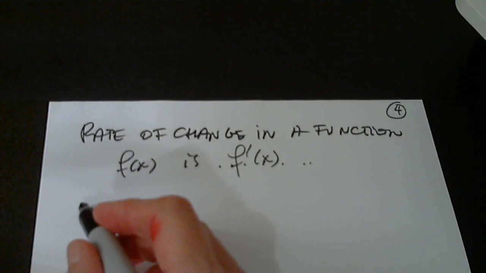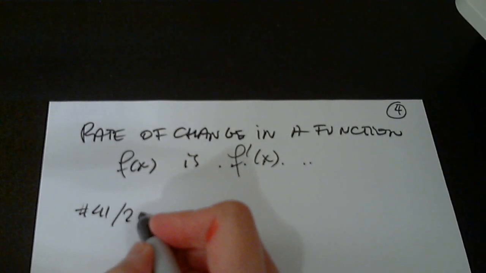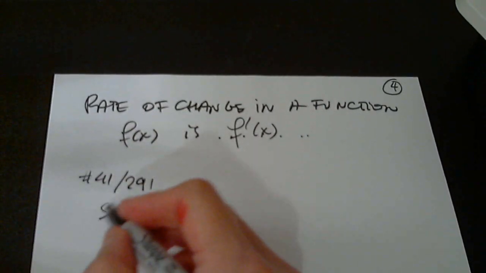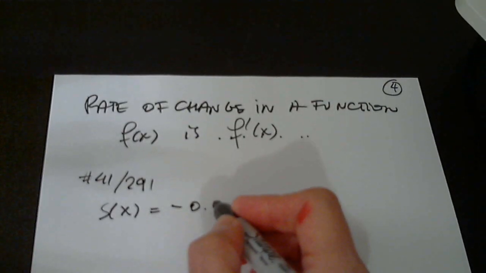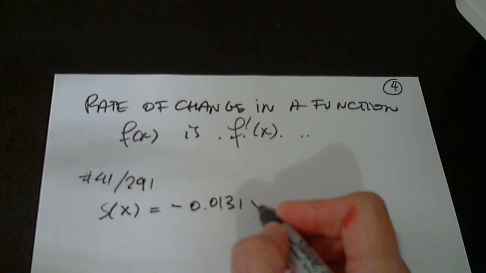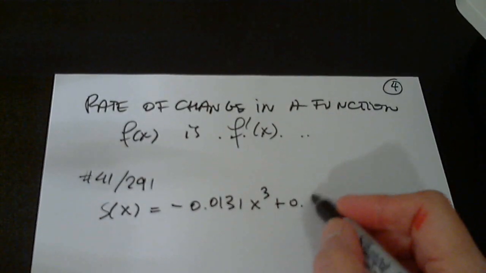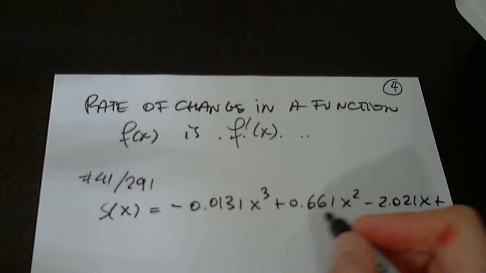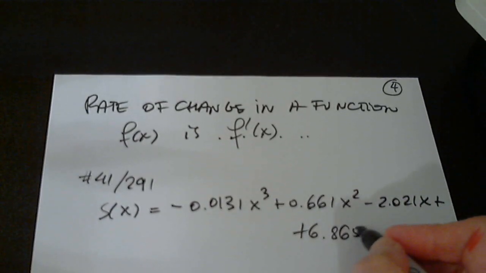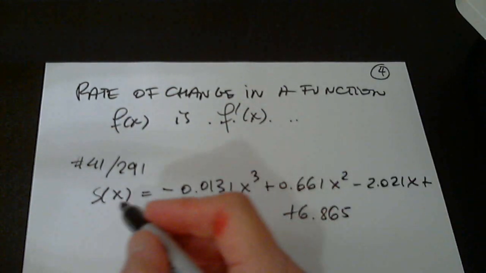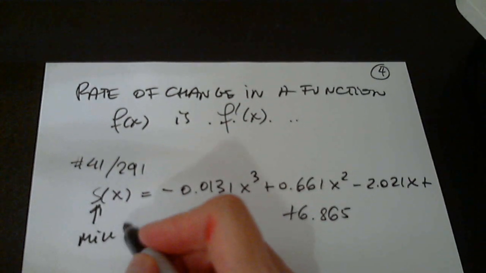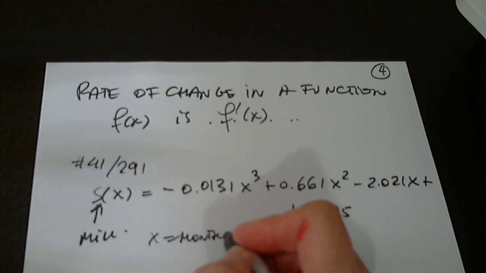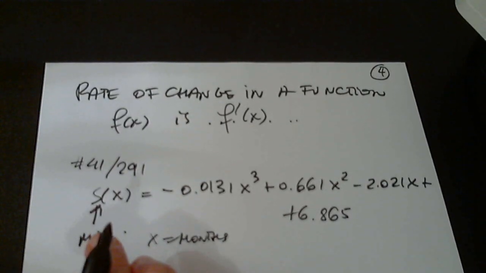So this is problem 41 on page 291. We have S of x equals negative 0.0131 x cubed plus 0.661 x squared minus 2.021 x plus 6.865. I take note that S is in millions, and x is in months. Good. Find the point of inflection.